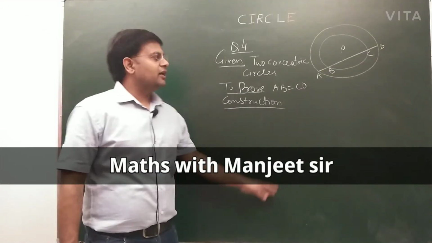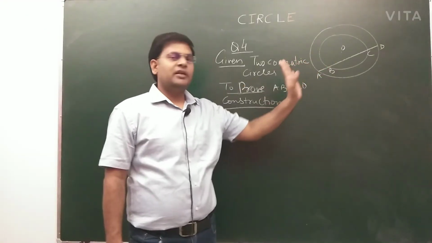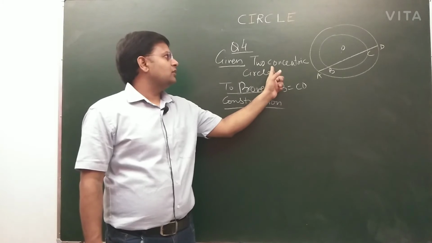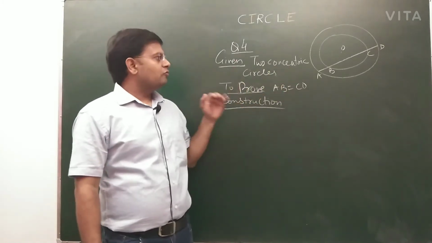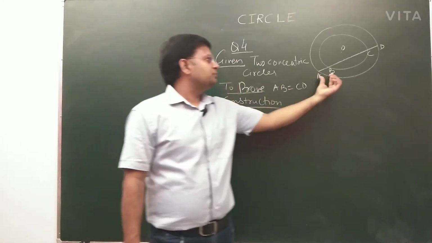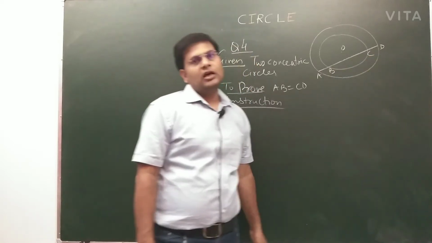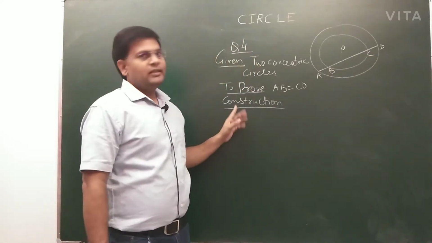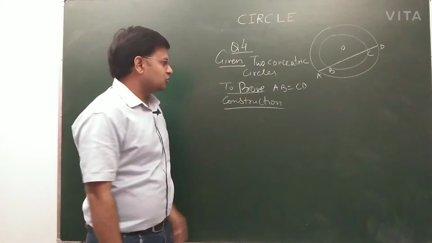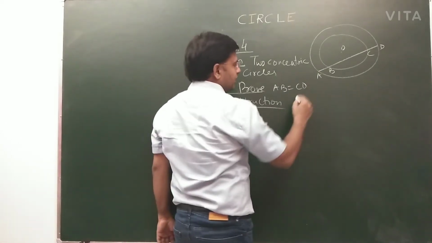You see these two circles are concentric, it's given to you, so we have written that two concentric circles. Now what you have to prove is that this part AB and this part CD both are equal. Now in this question we have to do a small construction.